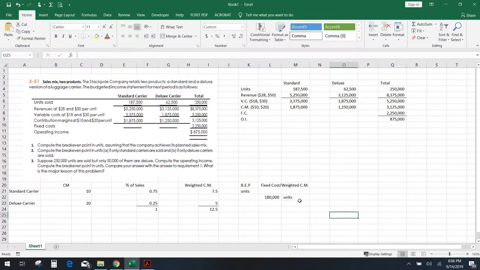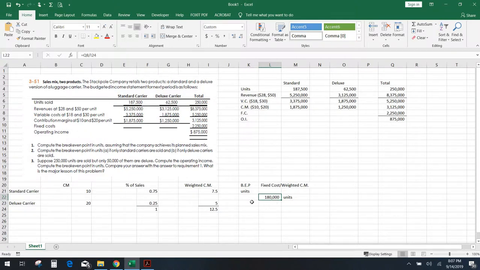Now it's not really enough to say it's 180,000 units because we don't know how many of each. It can't be 180,000 of just the standard, because then you wouldn't get the right contribution margin. And it can't be 180,000 of just the deluxe. So we've got to multiply this times these percentages to tell us how many units of each model this 180,000 represents.